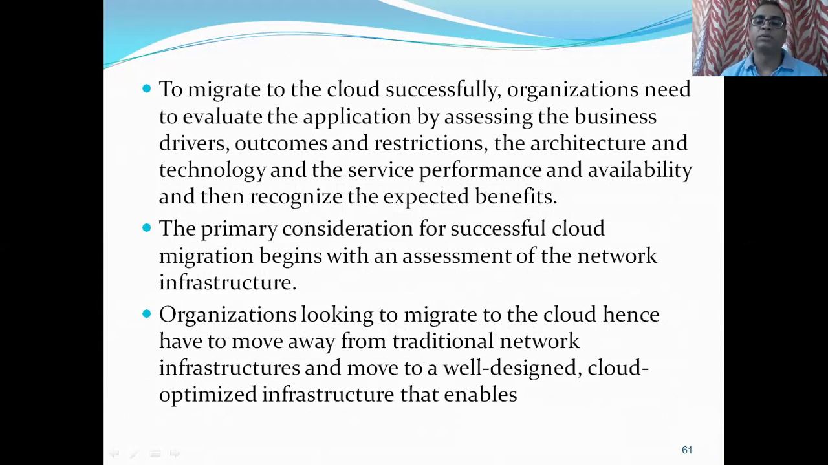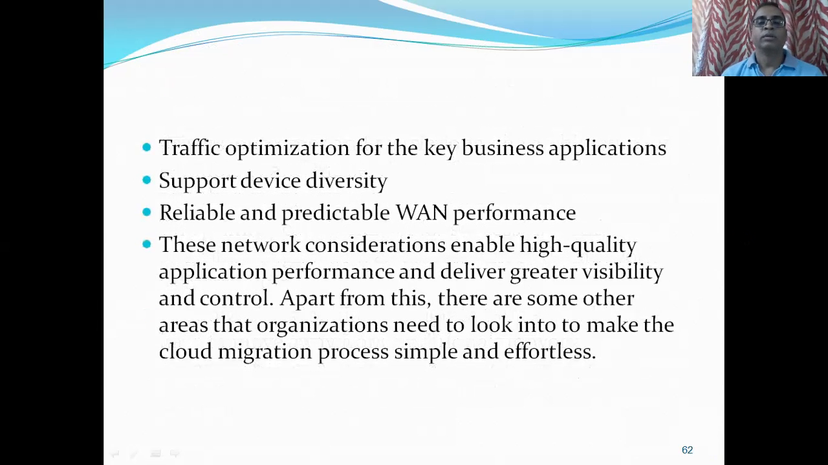Organizations looking to migrate to the cloud hence have to move away from traditional network infrastructure and move to well-designed cloud optimized infrastructure that enables traffic optimization for the key business application, supports device diversity, and provides reliable and predictable WAN performance. These network considerations enable high quality application performance and deliver greater visibility and control.